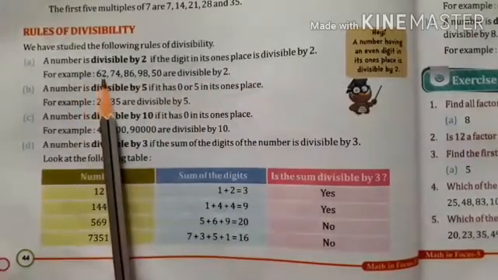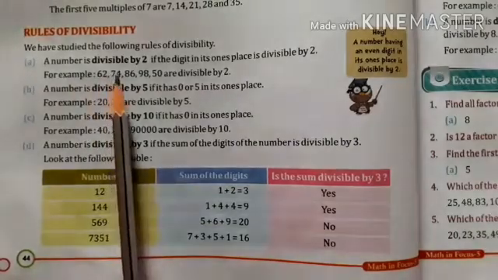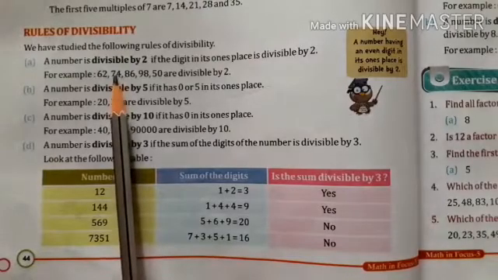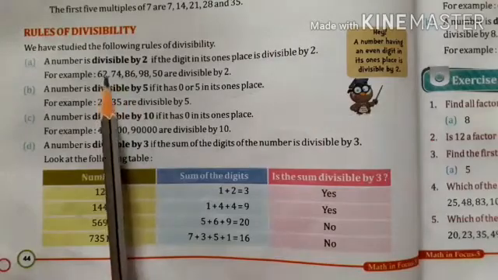So here the digit in the ones place is 2, right? And 2 is an even number. So 62 is divisible by 2. 74. Here the digit in the ones place is 4, right? And 4 is an even number. So 74 is divisible by 2. So this is how you have to check the digit in the ones place whether it is an even or odd, okay?